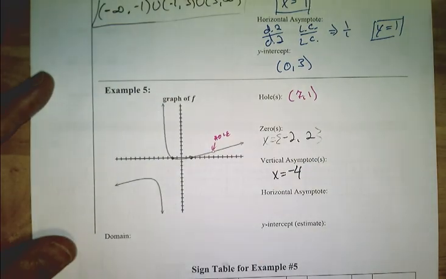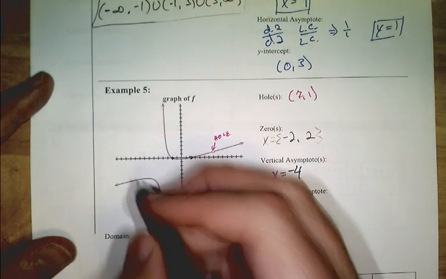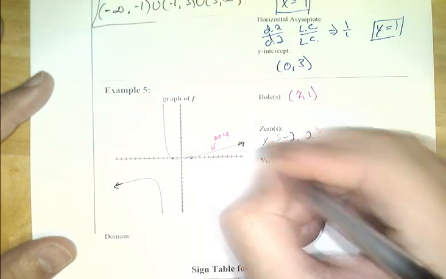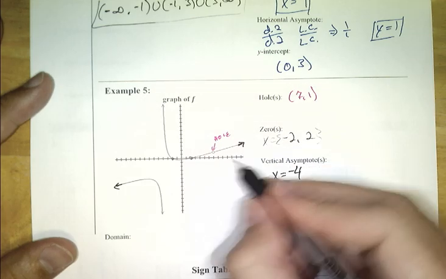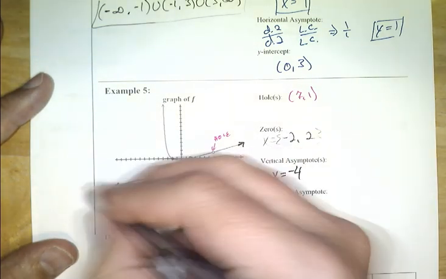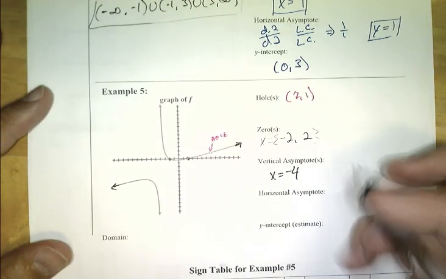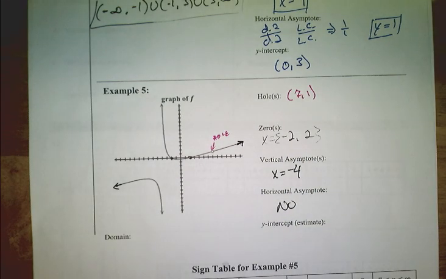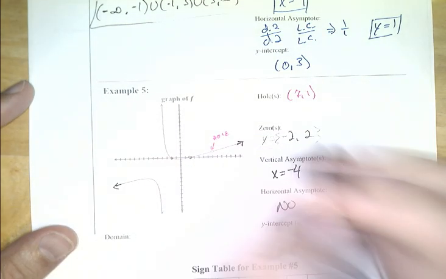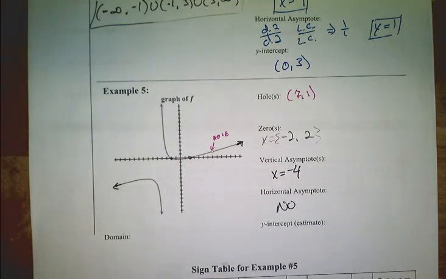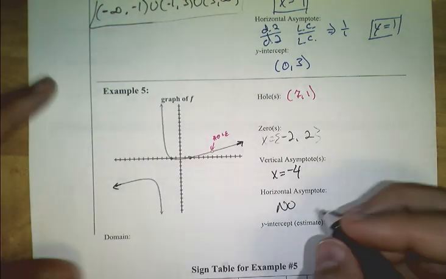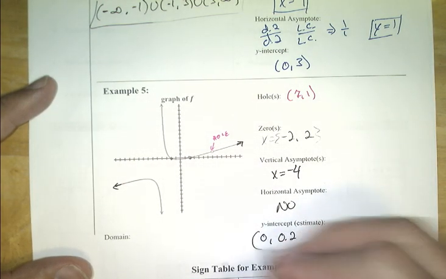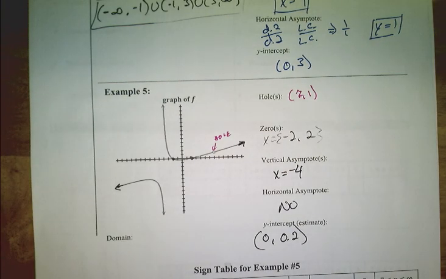And then a horizontal asymptote. This one is moving down towards infinity, and this one is going to be moving up towards infinity. It's not approaching some number; they're moving away from each other. So there is going to be no horizontal asymptote. And then the y-intercept, we have to estimate it. It's somewhere right in there, and I'm guessing that's going to be, I don't know, 0.2 maybe. Somewhere around there.